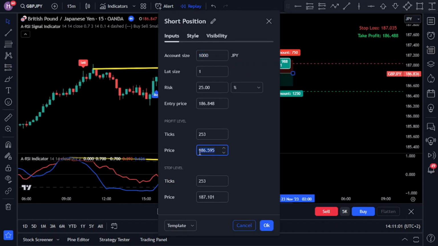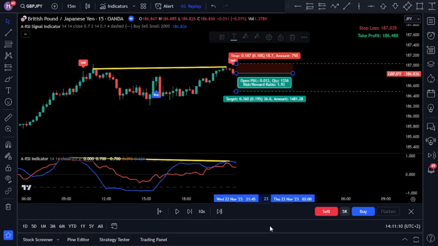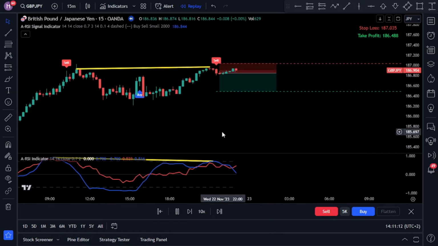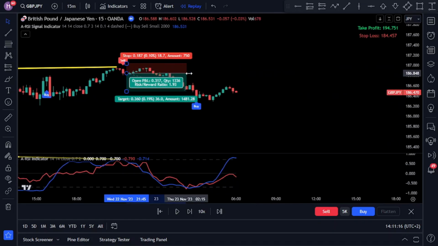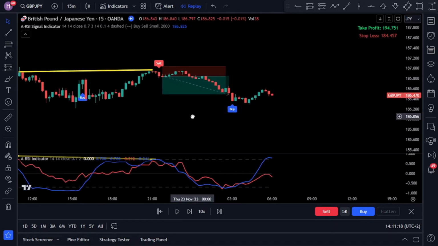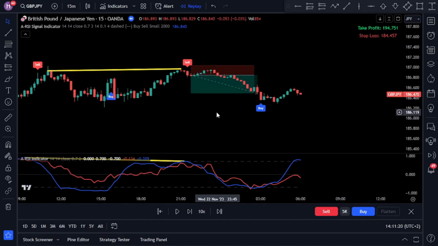For the stop loss and take profit, I will use the values provided by the indicator and let the trade play out. Once the trade is running in a profit, you can always move your stop loss to break even if you prefer to turn it into a risk-free trade. Next, let's explore another example.